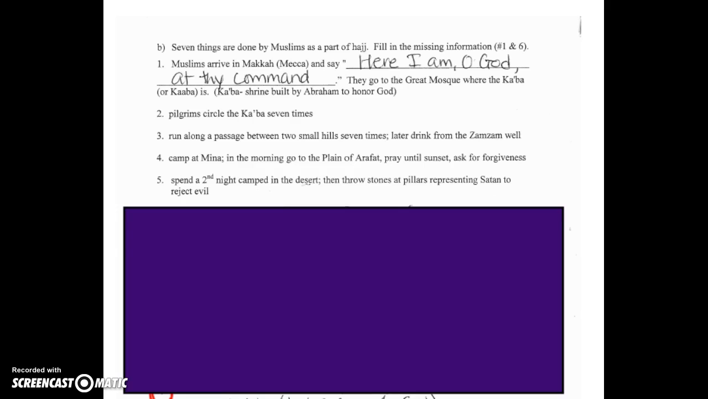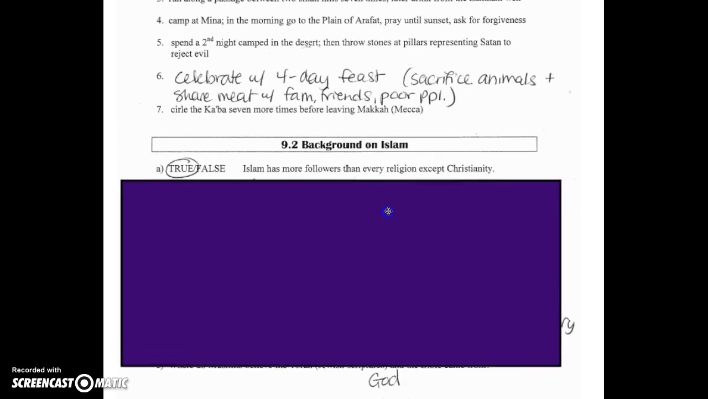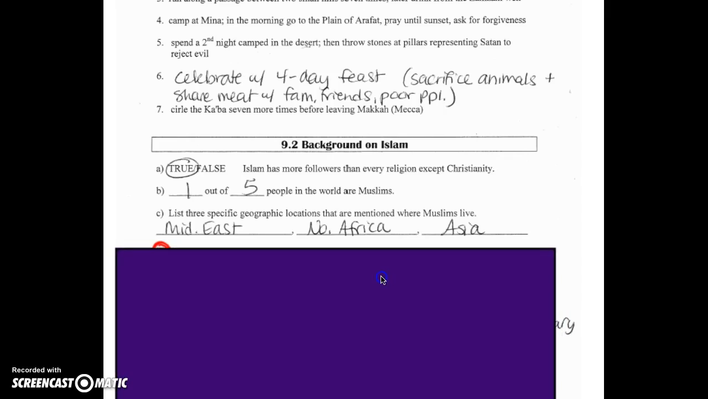So again, I typed for you the information that I thought you got from the video on the Hajj. Okay, some people are off on number 6 sometimes, so I would make sure number 6 is correct. And then lastly, some other information about Islam. There's some basic facts here, A, B, and C.